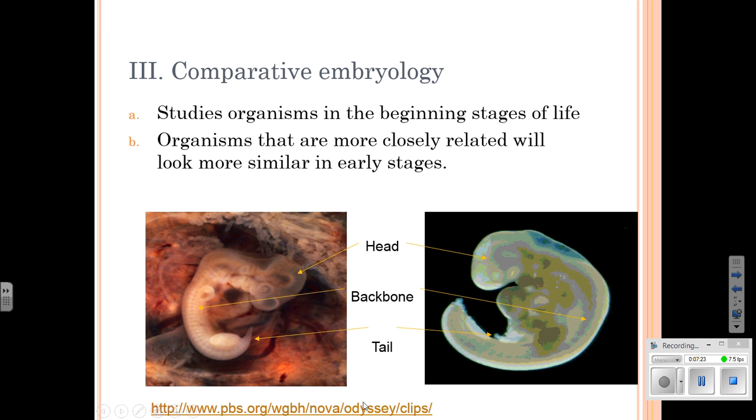But there's also another link down here, pbs.org. If you want to check that out, type that into your web browser. It'll walk you through a whole bunch of other organisms too, comparing them to humans. So you can see just how close a human and a pig are, or a human and a monkey, and a human and a fish. And you can watch just how close we are as we're developing as embryos.